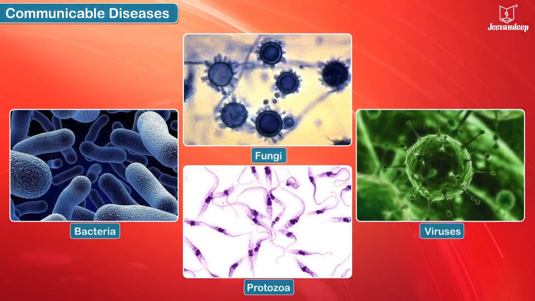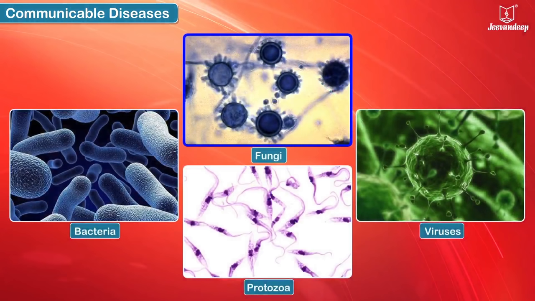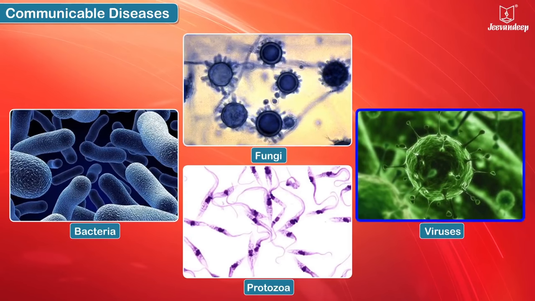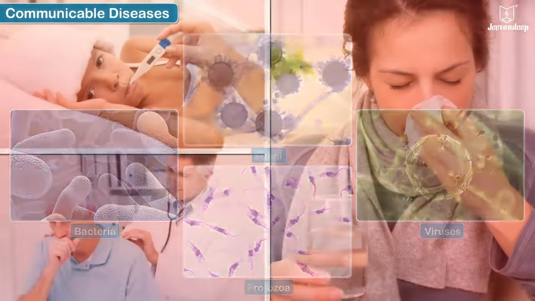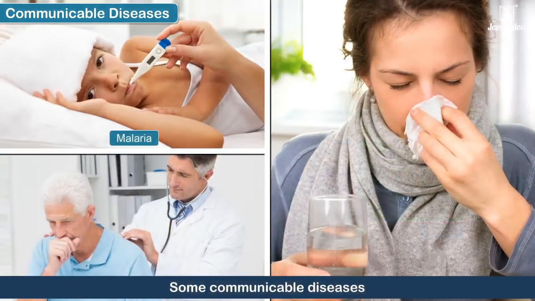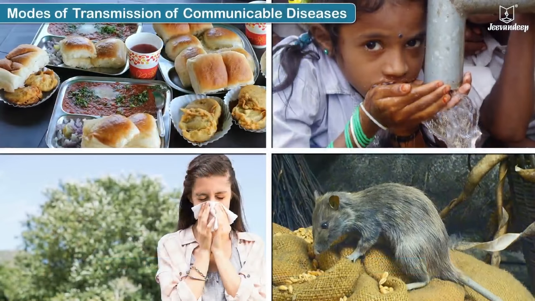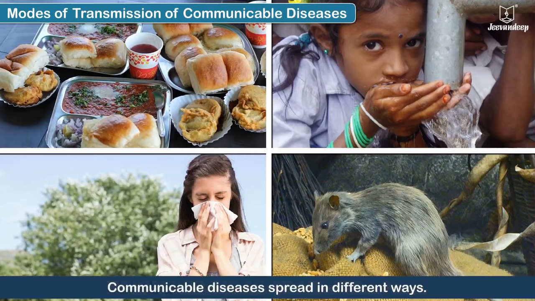Most communicable diseases are caused by bacteria, fungi, viruses, and protozoa. Malaria, tuberculosis, and influenza are some communicable diseases. Modes of transmission of communicable diseases. Communicable diseases spread in different ways.